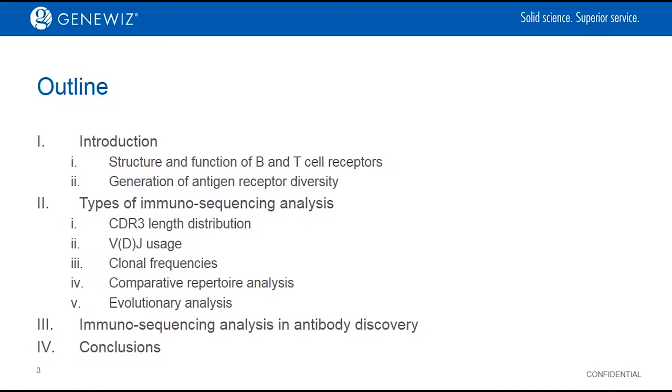I will start today's webinar with describing structure and function of B and T cell receptors. Then we'll talk about generation of antigen receptor diversity that is required for adequate immune response. We'll go through the most widely used types of immunosequencing analysis and finally application of this analysis in antibody discovery.